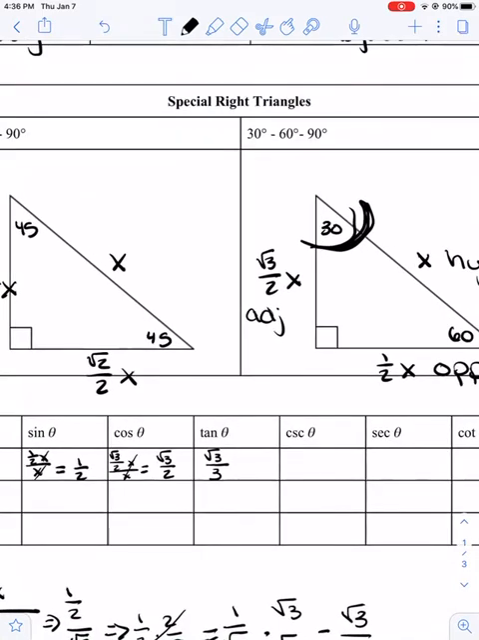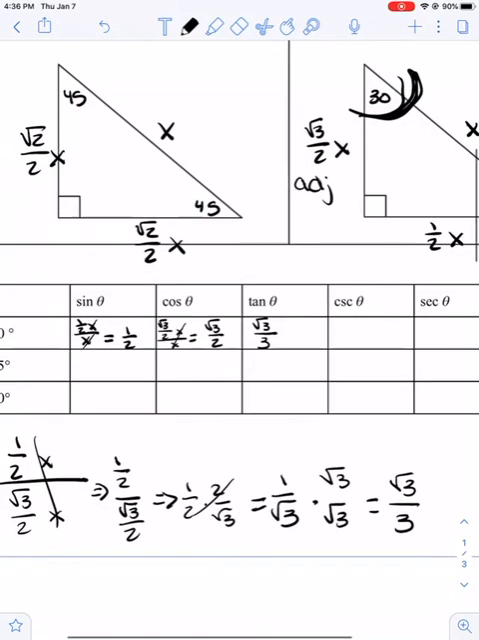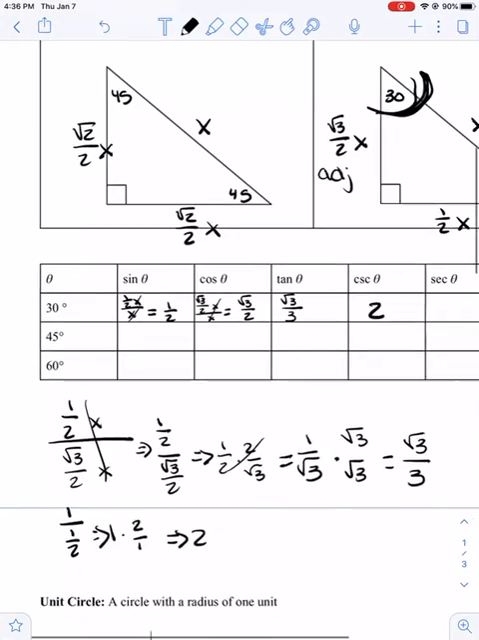And then what is it again when you go from sine to cosecant? That's right, it's just 1 over sine. So if we have 1 over sine, which was 1/2, so 1 over 1/2, multiply by the reciprocal, 1 times 2 over 1, that equals 2. So our cosecant is 2.